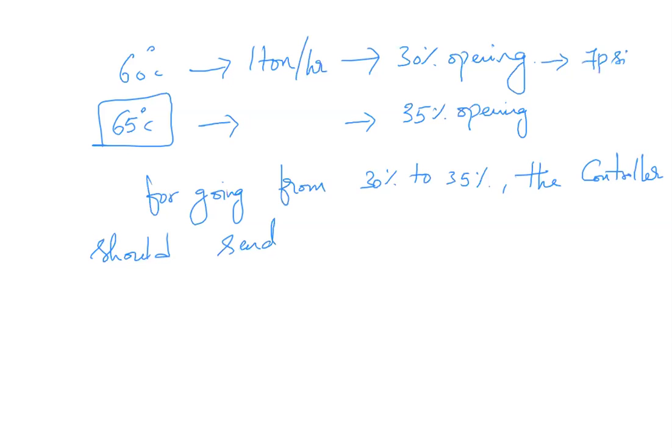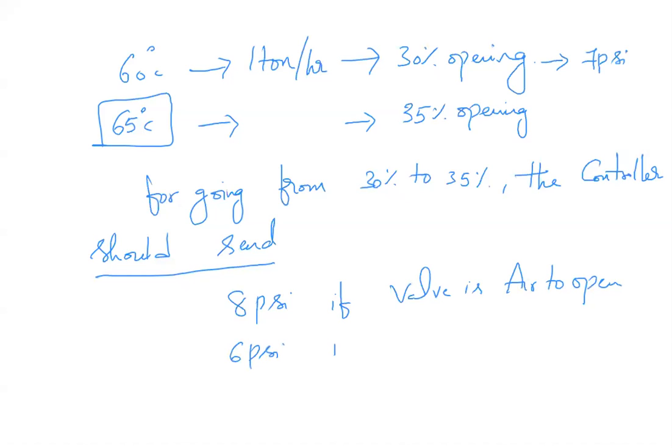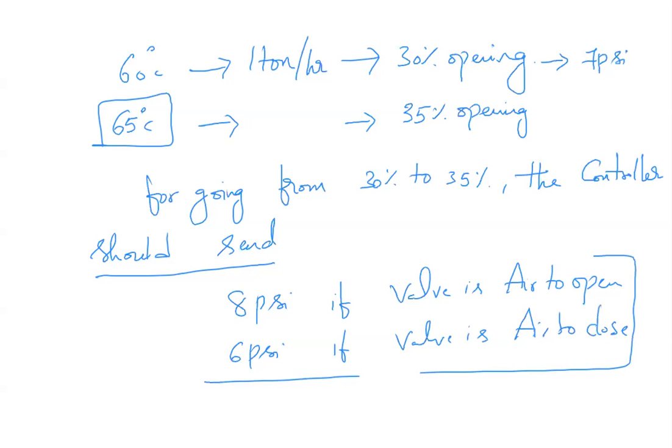The controller gives the pressure signal, no? It should send, let's say, 8 psi if the valve is air to open. It should send a lesser pressure signal if the valve is air to close. So this is how the controller works. What comes out of the controller is a pressure signal, no?